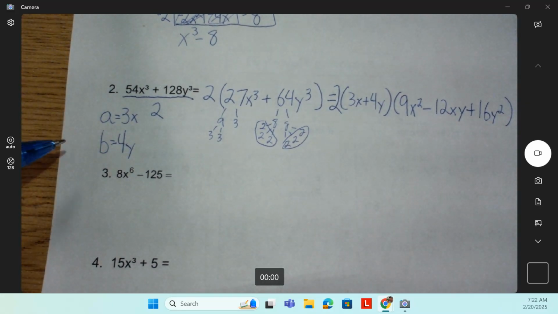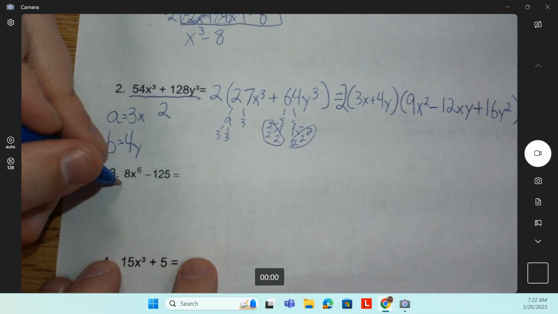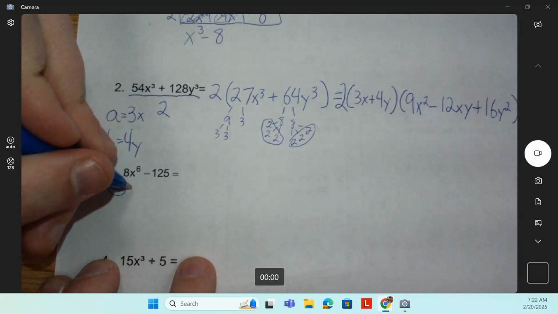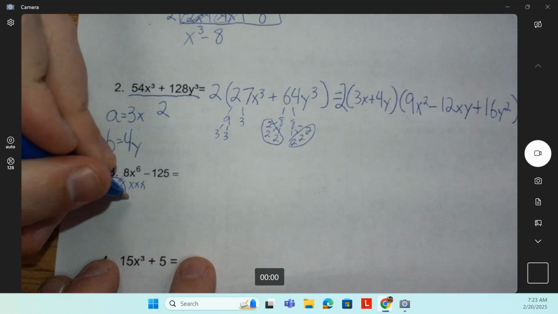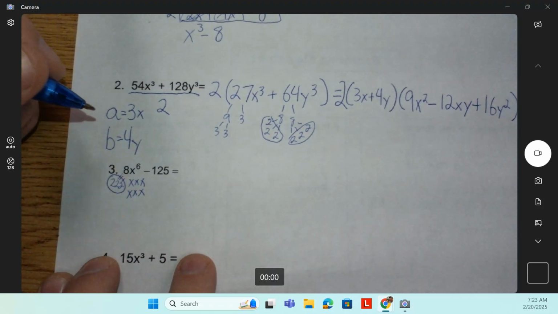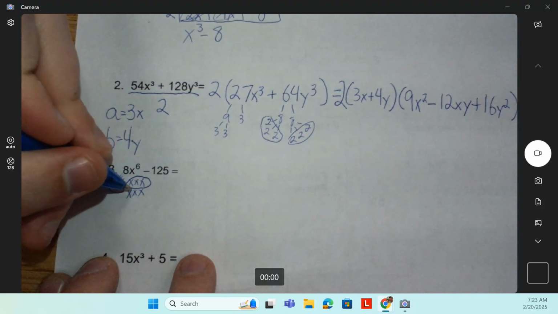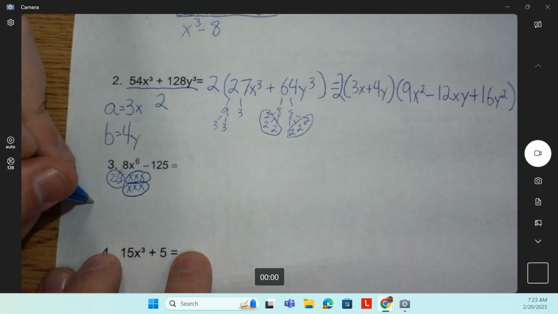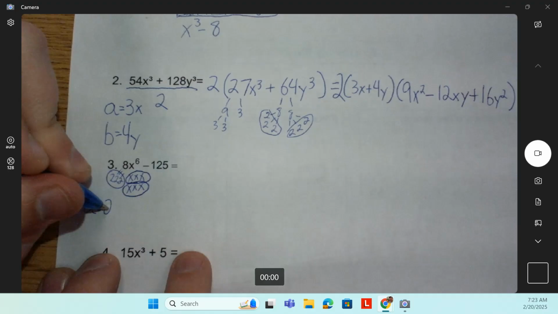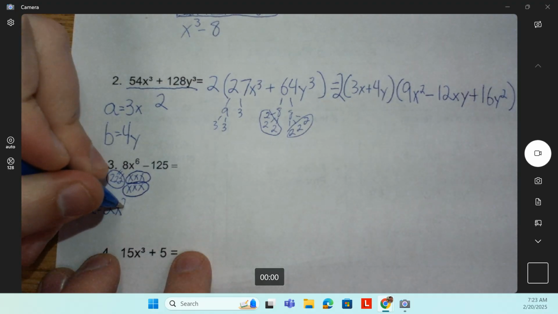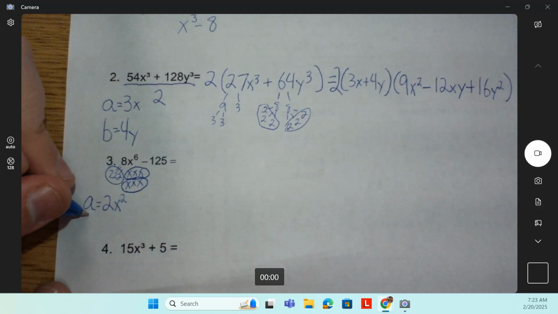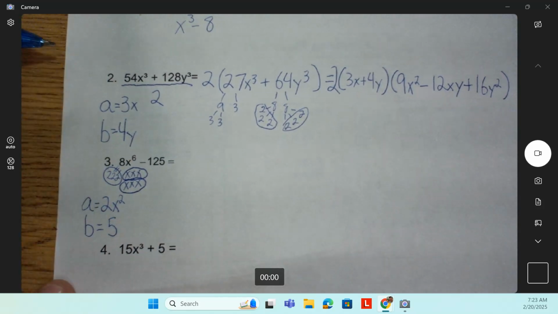Okay, next we have 8x to the 6th power. And so when we split up 8, of course, we get 3 groups of 2s, so it's a group of 2s. When I do x to the 6th, remember that's 6 x's, so there'd be 2 groups of 3. So I'm not going to have just A equaling 2x. It's going to equal 2 times x times x, or 2x squared. And then 125 is 5 times 5 times 5. So B is just going to be 5.